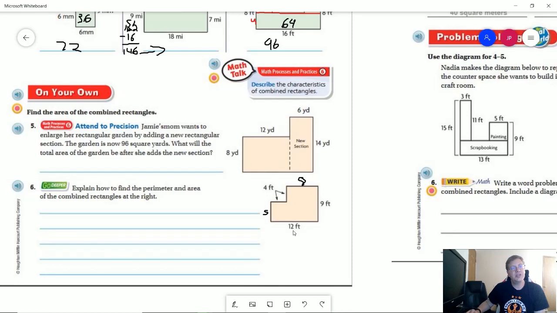The third strategy we could use would be to multiply 12 times 9 and then subtract out the 16 square feet that I would get for 4 times 4 from this missing area.